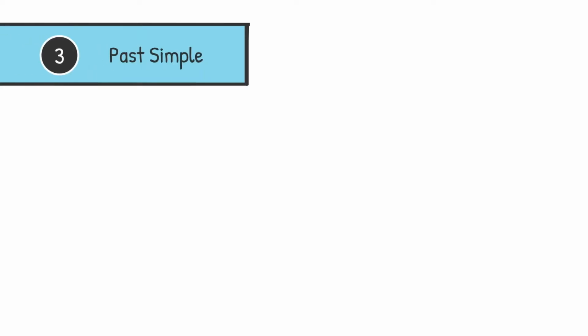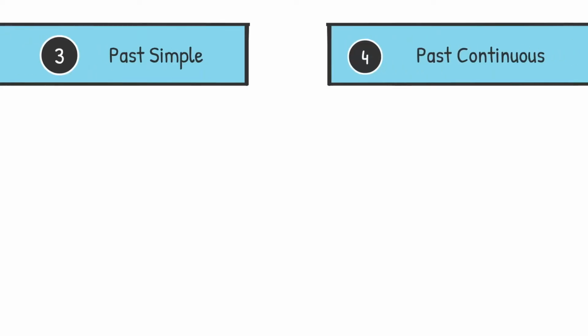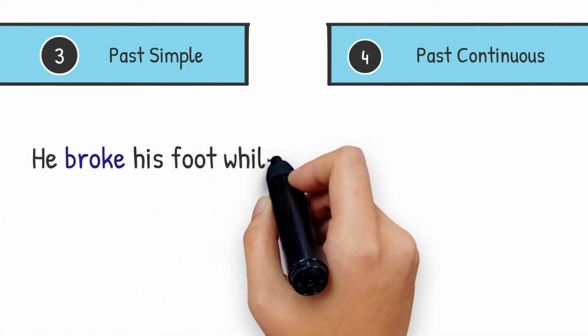Now we're going to move on to number 3, the past simple, and number 4, the past continuous. Take a look at the following sentences and tell me the difference.